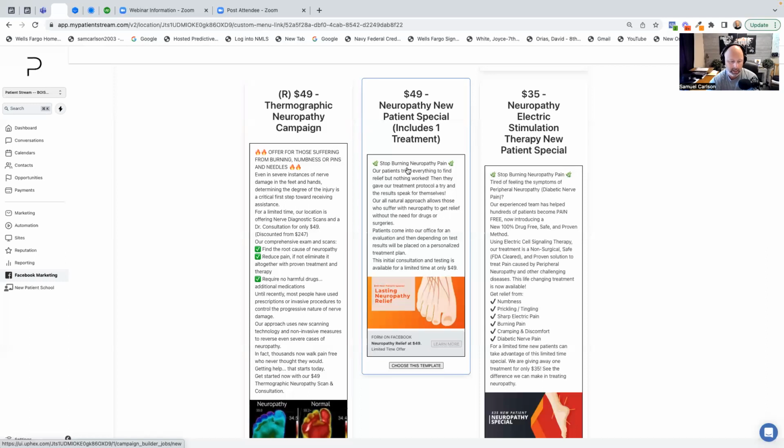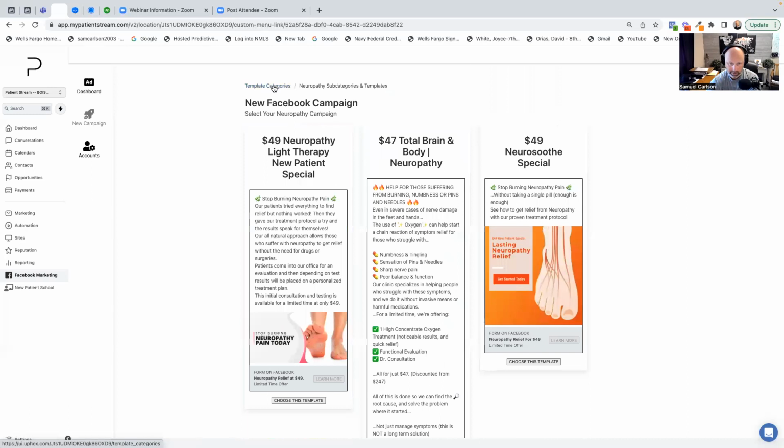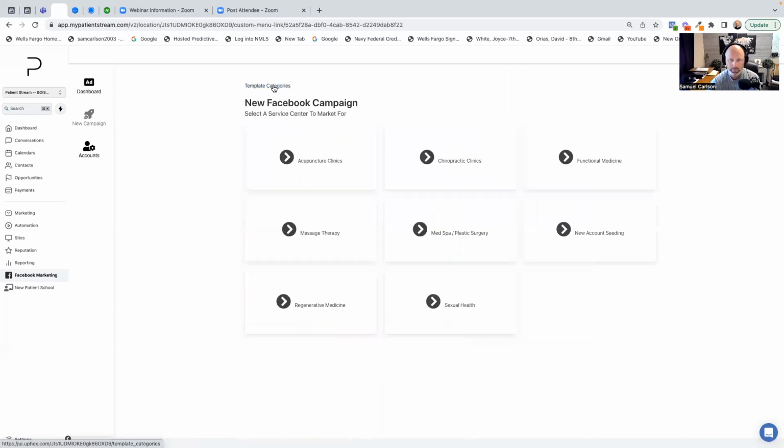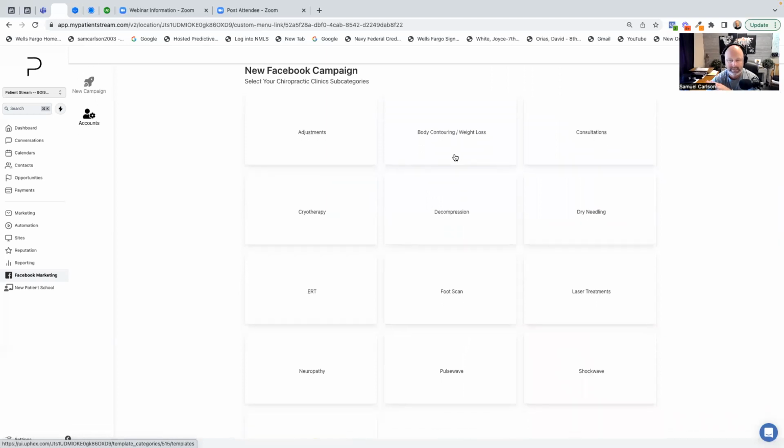Go ahead, you guys, what other campaigns would you like to see? I got a knee one here. We did knee last week, but we can do it again. No problem. We're going to go back into chiropractic stuff. Now, the knee stuff we have dispersed through a couple of different categories here. Number one is decompression.